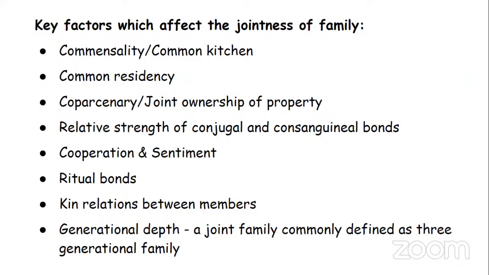Then the kin relations between members. The jointness of family also depends on how strong the kin relations are between members. Then generational depth. Based on this, a traditional joint family is considered as a family in which three generations of people live together. Okay, so these are the key factors which affect the jointness of family.